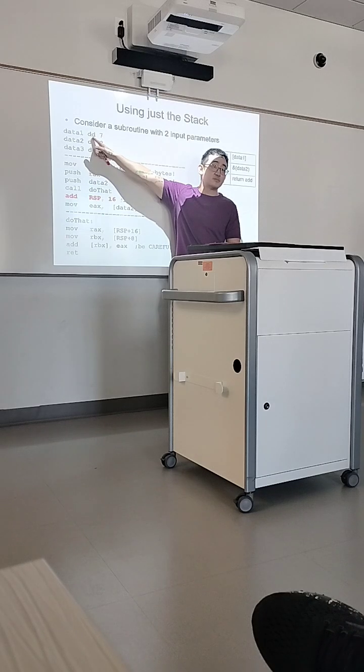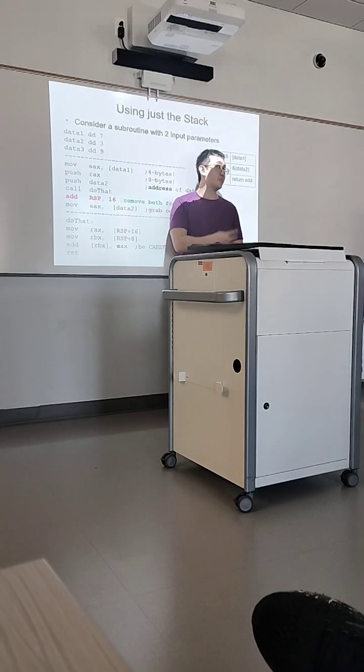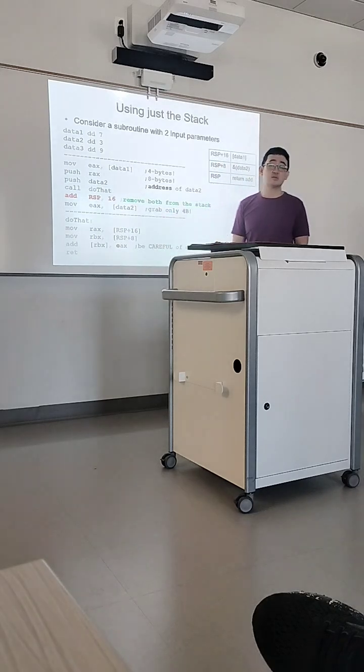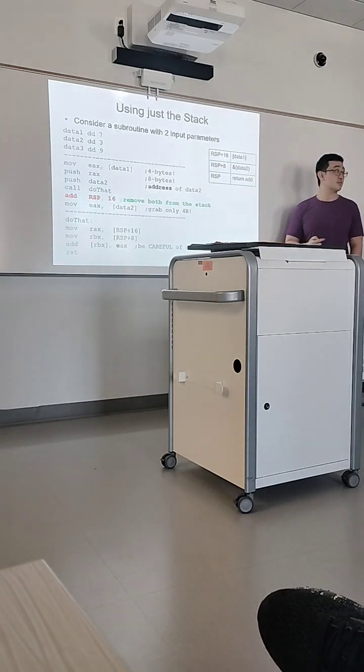How big is my data? DD means 4 bytes. Okay? So it was in 4-byte format, so I moved it there into EAX. Does that make sense?